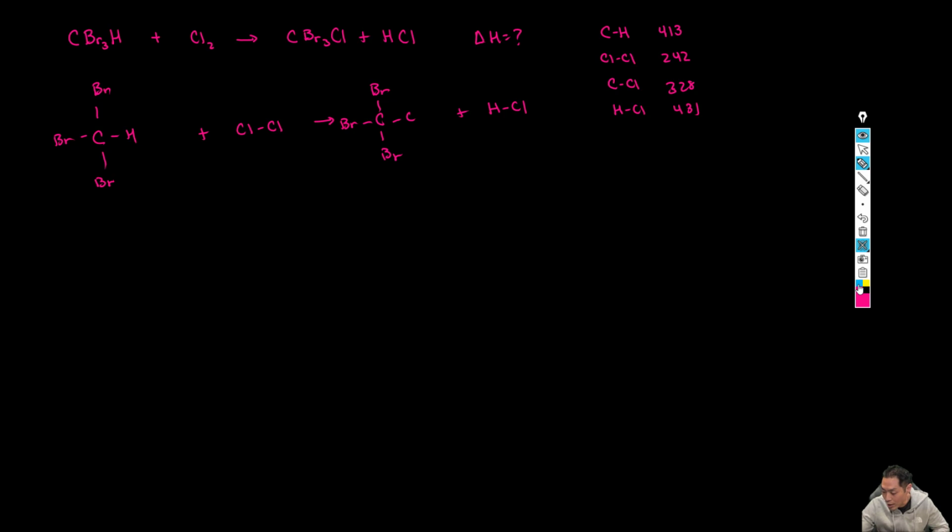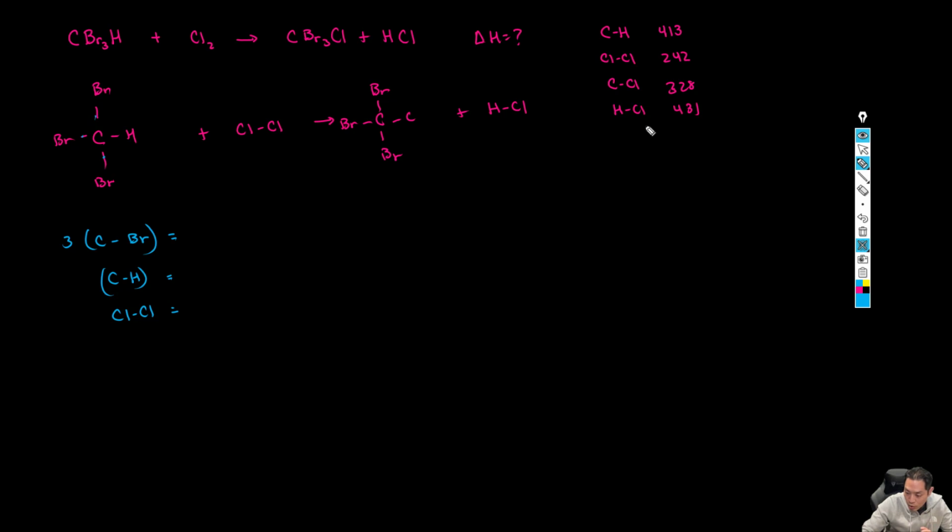Now, what you want to do is look on the left side, at all the different bonds you have. So I have a CBr bond, and I have 1, 2, 3 of them. I have 1 CH bond, and then I have 1 chlorine-chlorine bond. So those are my bonds. If I put this together, this is going to be equal to my energies. I'm going to look right here. Carbon and bromine. Oh, it's not even here.